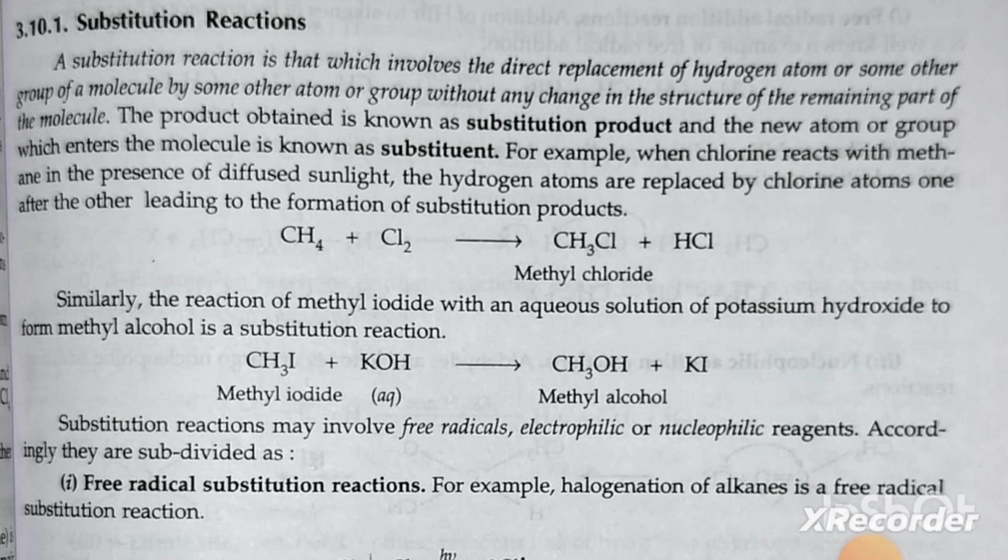The product obtained is known as the substitution product and the new atom or group which enters the molecule is known as the substituent. For example, when chlorine reacts with methane in the presence of diffused sunlight, the hydrogen atoms are replaced by chlorine atoms one after the other, leading to the formation of the substitution product. CH4 plus Cl2 gives methyl chloride plus HCl. Similarly, the reaction of methyl iodide with an aqueous solution of potassium hydroxide to form methyl alcohol is a substitution reaction. For example, methyl iodide plus aqueous KOH gives methyl alcohol plus KI. Substitution reactions may involve free radical, electrophilic or nucleophilic reagents. Accordingly, they can be subdivided as: first, free radical substitution reaction.